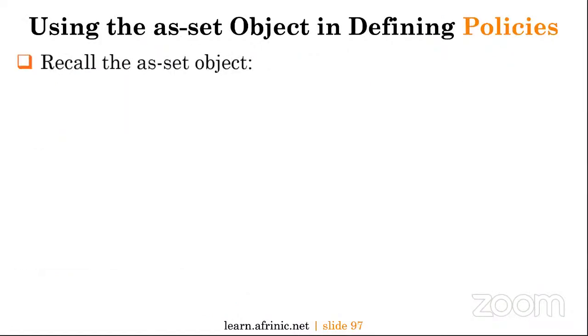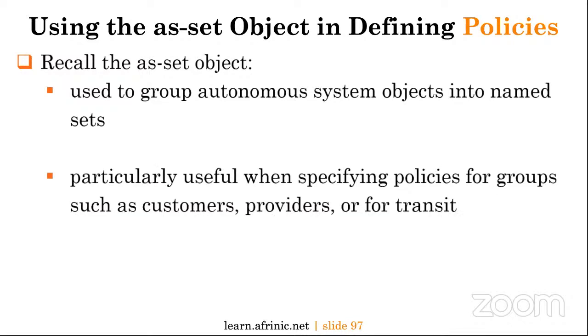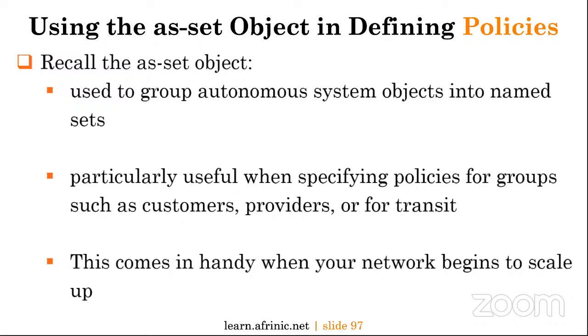So recall the AS set object. It's used to group, like I said, ASs together, AuthNum objects together, usually your downstream customers. Usually maybe you have the same policies for them, so you can group all of them into an AS set, remember, using the member of or members by reference attribute. And like it says here, it becomes very handy.